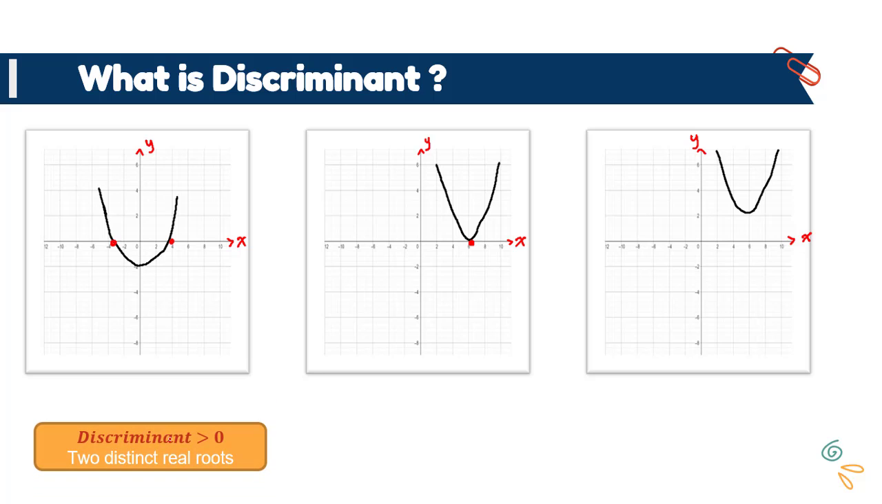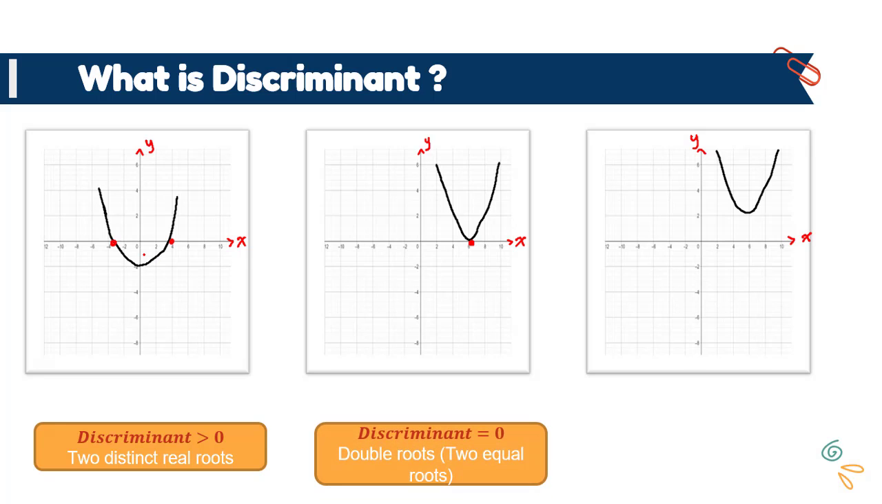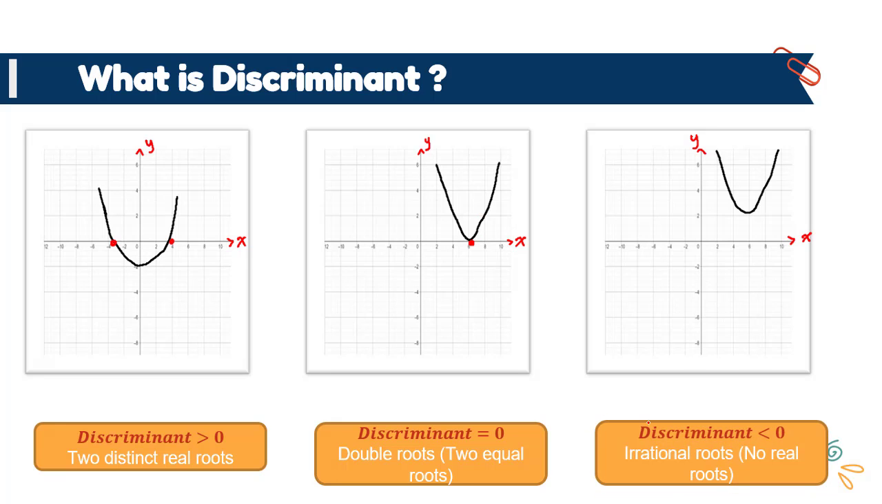So for the first graph, that means the discriminant is greater than 0. That means it has two distinct real roots. And for the second, the discriminant is equal to 0. That means double roots, two equal roots, or twin roots. And for the last, the discriminant is less than 0. That means irrational roots or no real roots.